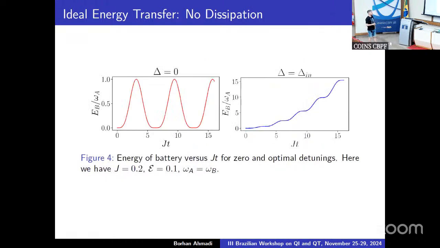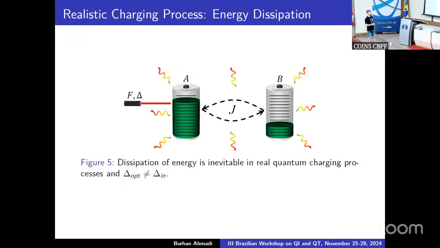You should tune your laser field to this, not to the charger, to get the optimal transfer of energy. As you see, if I tune my laser field to the charger, this is how the energy of the battery changes. But if I tune it to the built-in detuning, the energy of the battery increases arbitrarily with time. Anyway, in realistic processes, we have dissipation due to interaction with the environment.